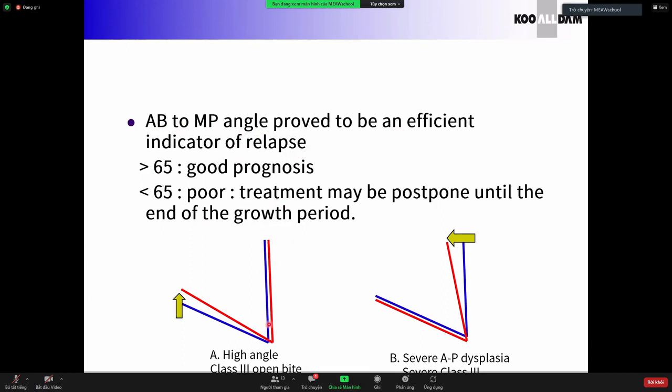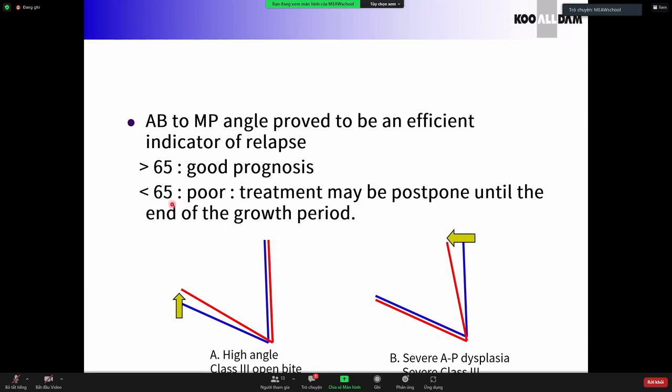This is the AB plane, the mandibular plane. Greater than 65 is a good prognosis. On the other hand, lesser than 65 means poor prognosis. You can see this is the red line. At that time, treatment may be postponed until the end of the growth period.